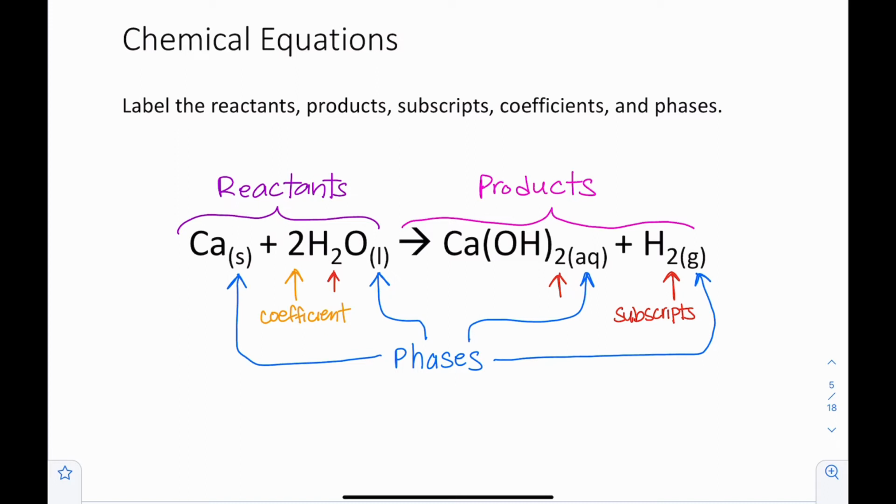I also wanted to point out that the phases are in lowercase letters and they're in parentheses. So this means solid calcium, not calcium with sulfur. So don't mistake the phases for elements. I also wanted to point out that there's only 1 coefficient here. But if there's no number in front, that just means that there's 1 of them. When you write out equations, you can include the 1 if you want, but if there's nothing there, it means 1. Just like the subscripts, if there's no number, it just means that there's 1 of them.